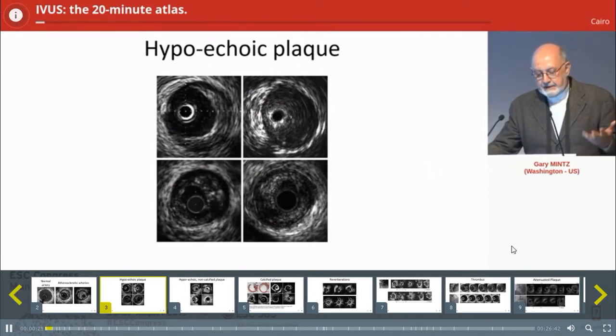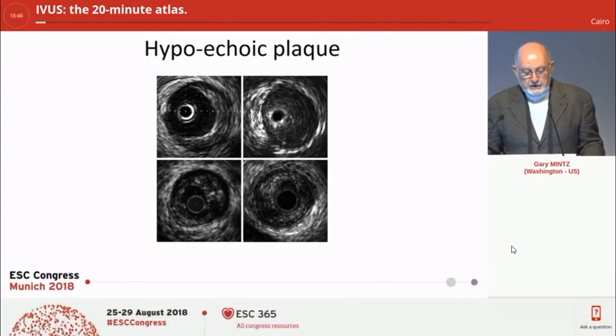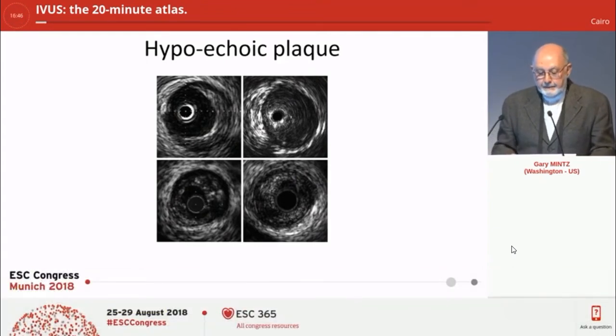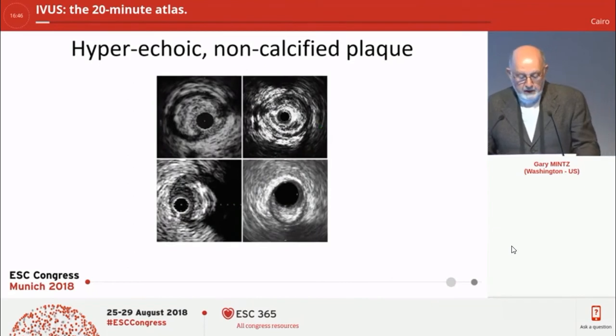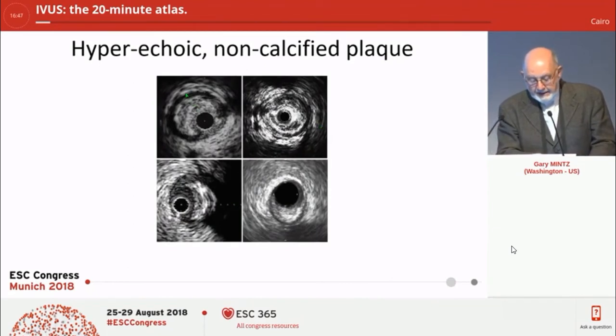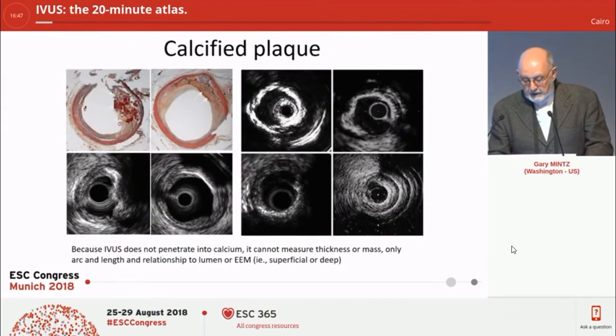Plaque composition by IVUS is not very histologically accurate. We define it as hypoechoic, which means that it is less dense compared to the adventitia; hyperechoic, which means it's as bright as the adventitia, but you don't have shadowing; and calcific, which is as bright as the adventitia, but you don't penetrate the calcium, so you have shadowing, and often you have reverberations, which are highly statistically predictive of calcification.